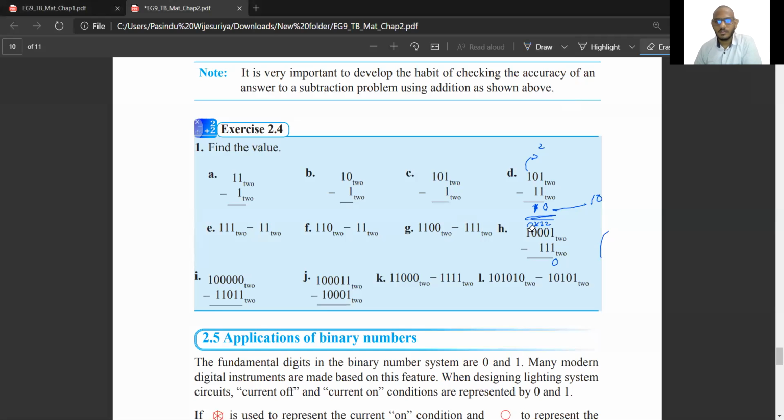Yes, so we will be moving on, we were discussing this. Yes, so again from the beginning, 1 minus 1 is definitely 0. From here there's nothing to subtract, so we will have to bring from this side. So here when it comes here, this is going to be 2. So this is going to be 0. And here when you bring it here, you're going to have 2 here. From here 2, here 2.